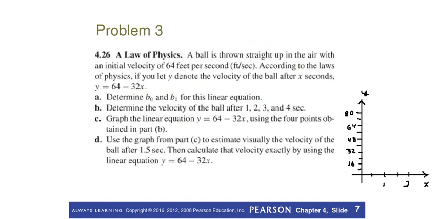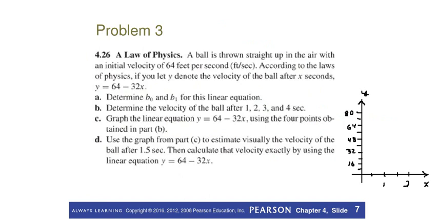If a ball is thrown straight up in the air with an initial velocity of 64 feet per second, then according to the laws of physics, if you let y denote the velocity of the ball after x seconds, y will be equal to 64 minus 32x. So it wants to determine what B0 and B1 are for this linear equation.